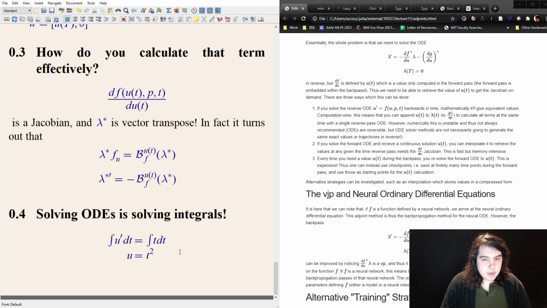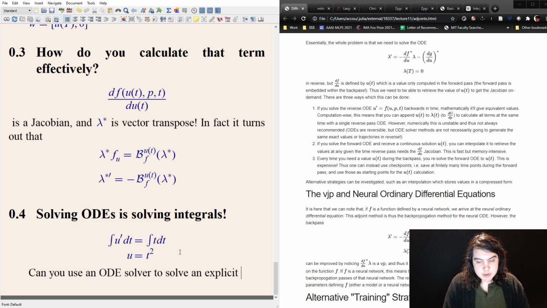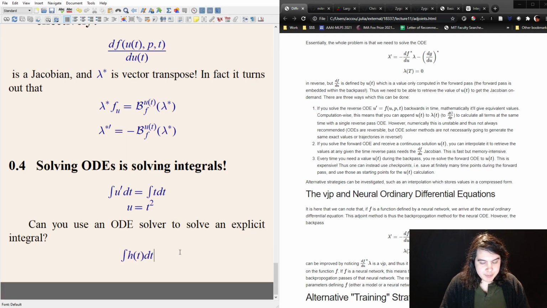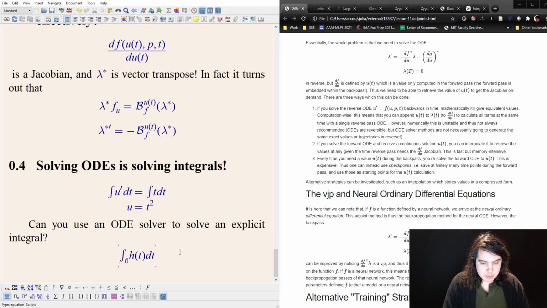So can you use an ODE solver to solve an explicit integral? Well, let's actually look at this, right? So let's say you want to calculate the integral of h of t dt, from t0 to t.